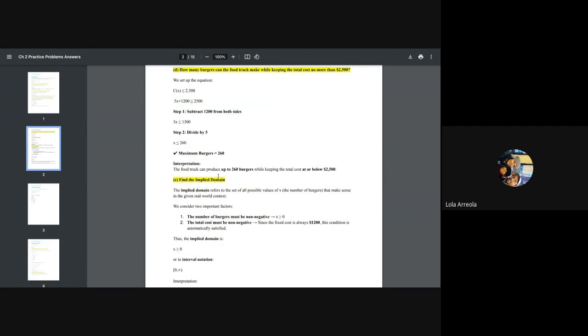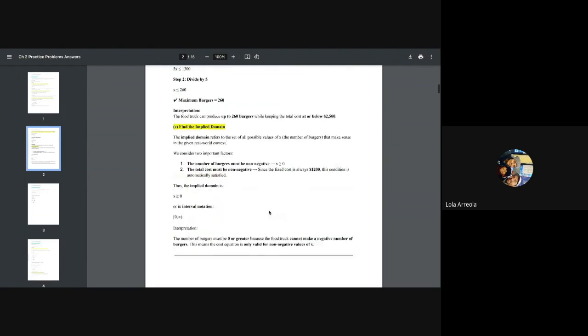So find the implied domain. Okay, so again, think about the word problem. What are we talking about? We're talking about cost, right? And we're talking about number of burgers. So when I plug in x, can x ever be negative? Can I have a negative amount of burgers? No. Can my total cost ever be negative? No as well. So to represent that x cannot be negative, I would just write x has to be greater than or equal to 0. So x can't be negative. In other words, x has to be greater than or equal to 0.